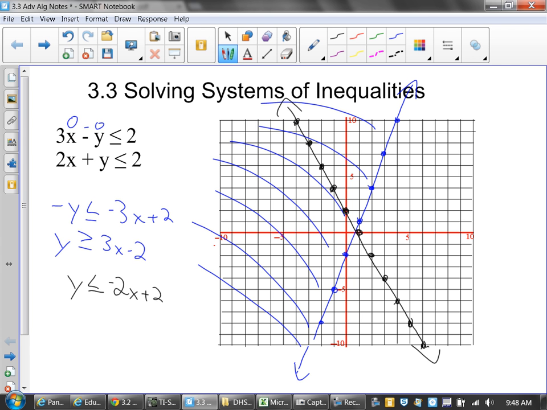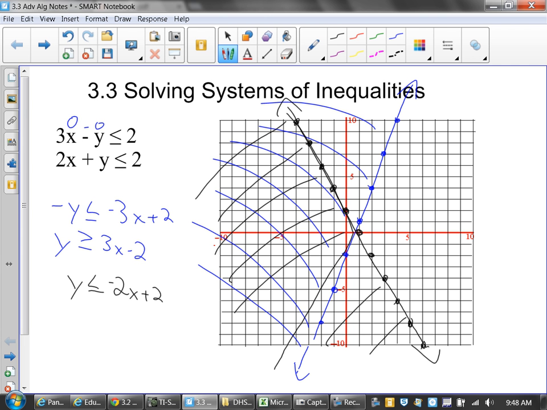Does that go through the origin? Okay. 0 plus 0, is that bigger than 2? No, it's smaller than 2, so it's a true statement. So this one is shaded in here. Now, does everybody see where the overlap occurs? Your overlap occurs within this boundary. And that's what we're looking to find.